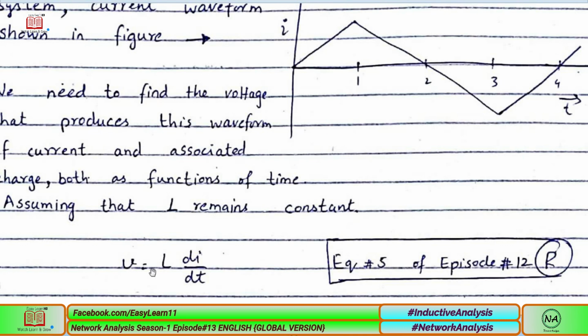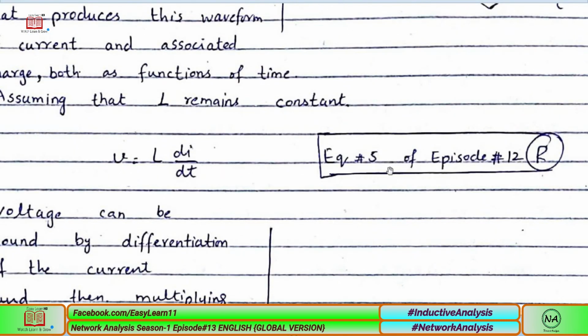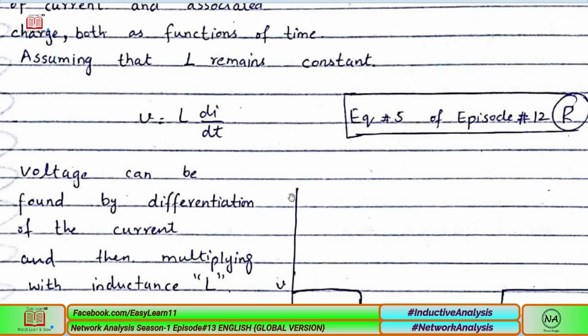Again, recapping the formula that we developed. That is the reason we developed the formula. In today's episode we are recapping the formulas. So V equals L di over dt. This is taken from equation 5 of episode 12, and the reference is given in the sidebar. Voltage can be found by differentiating the current and multiplying with the inductance L. This is a very simple formula that tells us how we can calculate the voltage.